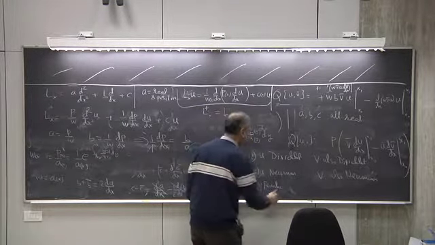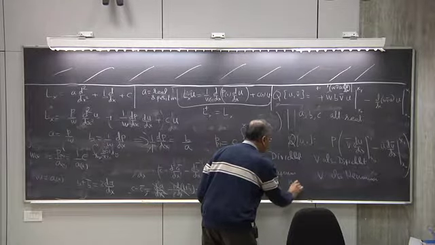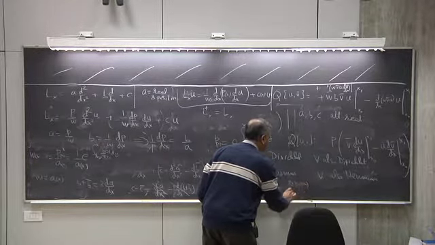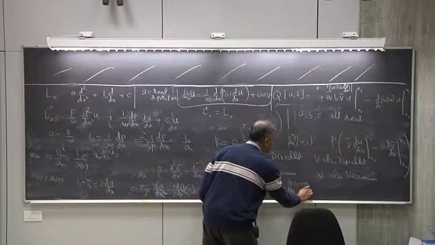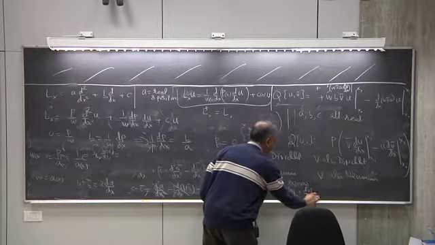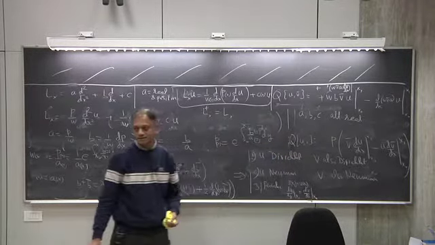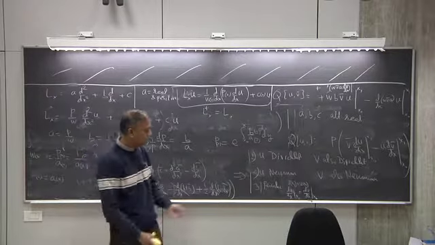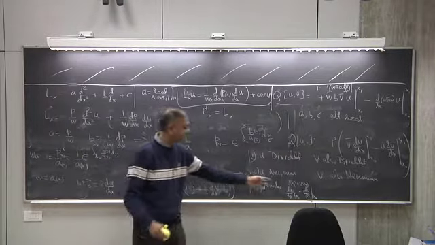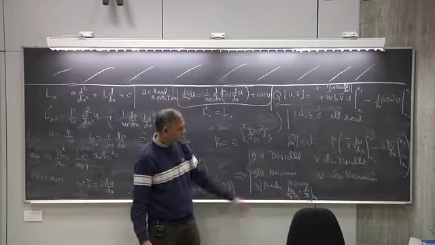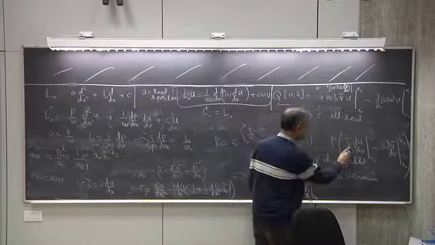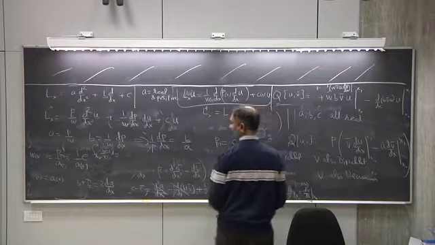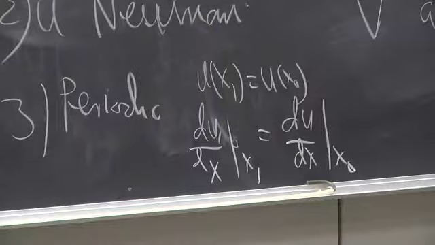So the periodic boundary condition means that u at x1 is equal to u at x0, and du by dx at x1 is equal to du by dx at x0. That's a periodic boundary condition. So neither of them is 0, but the difference is 0 at x1 and x0. So if we substitute that, what will we get here? Let me just analyze this periodic boundary condition.